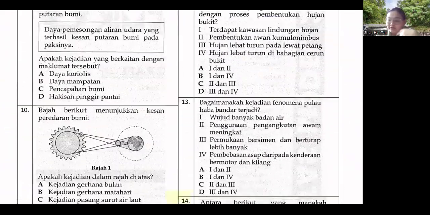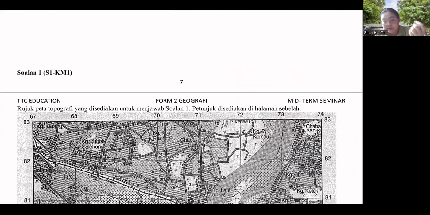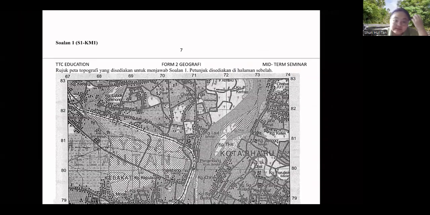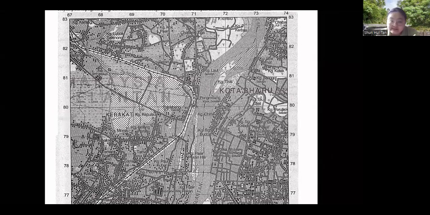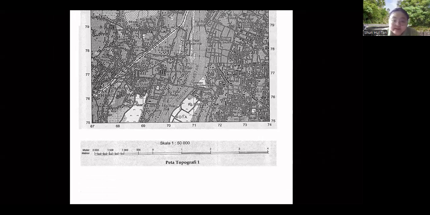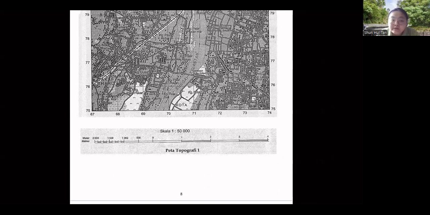So I would like to go through an example to show you directly how the exam is going to ask. In the exam, you will probably see a map that looks like this. It's no longer the easy map from Form 1. It's going to look like this. They give you this kind of map and then they give you the scale. So in this situation, you look at the scale, this one, right?